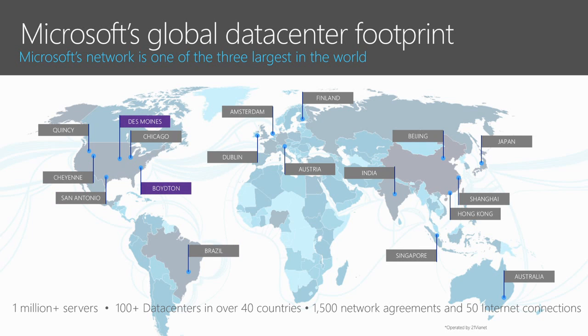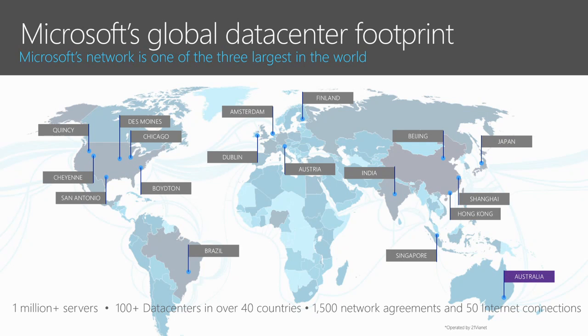We have a US government region, Des Moines and Boydton, and we have a China region. This is actually run by a partner of Microsoft's called 21 Vianet. They run this service for us. They run Office 365 for users in China. And then we have a Japan region. We have multiple data centers in Japan, which we launched in December of last year.